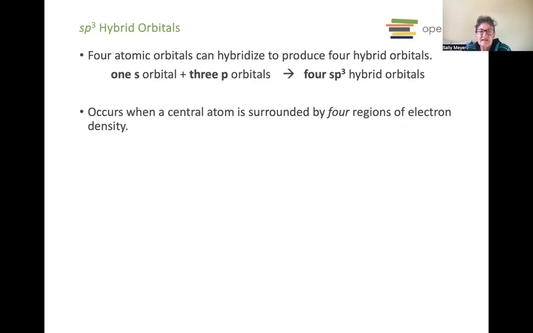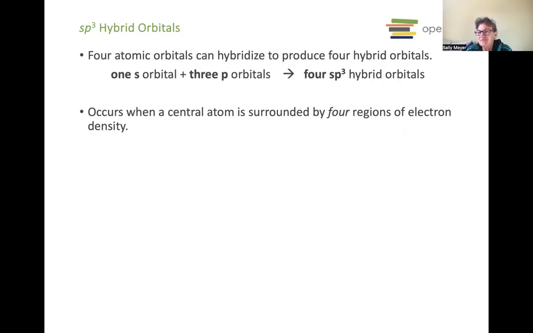So the last kind of hybrid, well, we're also going to talk about some d hybrid orbitals, but this is the last s and p hybrid orbital set. So you have 4 atomic orbitals, which can hybridize to form 4 hybrid orbitals. You take 1 s and all 3 of the p orbitals, and you're going to form sp3 hybrid orbitals, 4 of them.